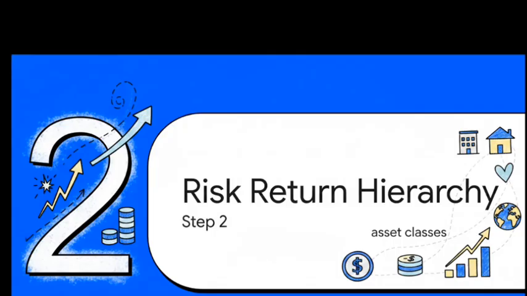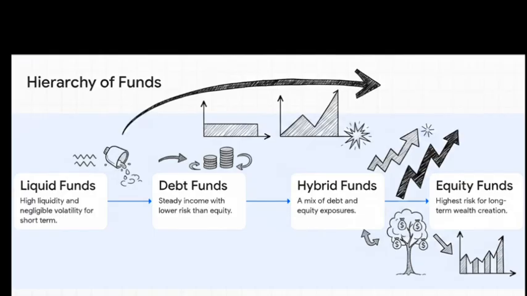All right, moving down the funnel to step 2, the risk-return hierarchy. Now that you know what you're looking for, it's time to survey the dating pool of asset classes. As we step through these, starting at liquid funds, moving to debt, then hybrid, and finally equity, there's an absolute golden rule of finance at play here. As you move up that ladder, both your potential risk and your potential return increase hand in hand. Liquid funds, great for safely parking cash for a few weeks with practically zero volatility. But equity funds, that's where long-term wealth creation happens. Assuming, of course, you can stomach the market roller coaster.